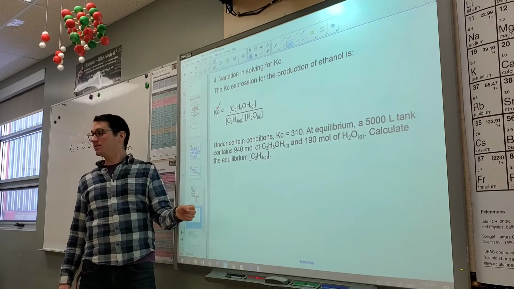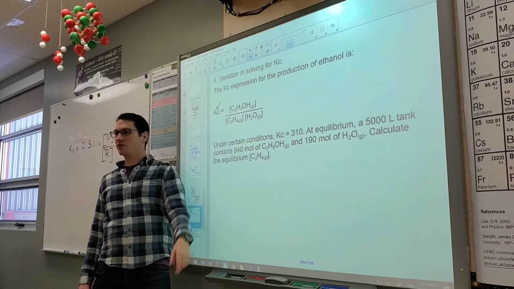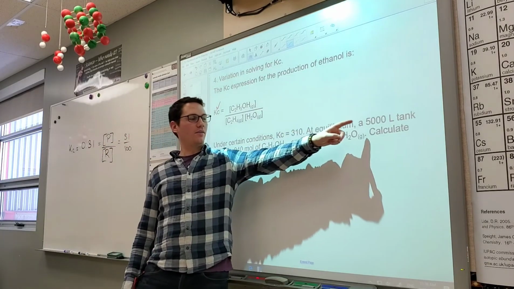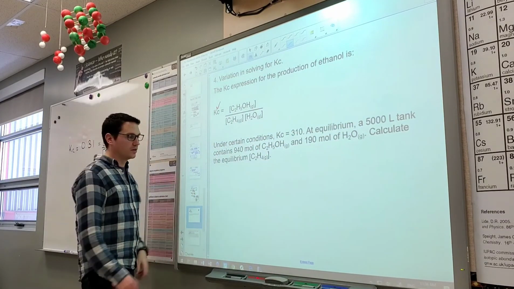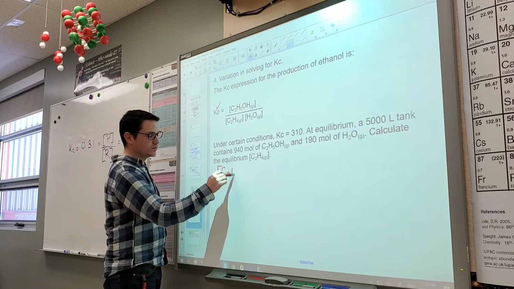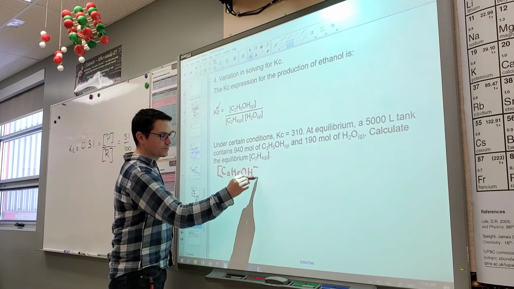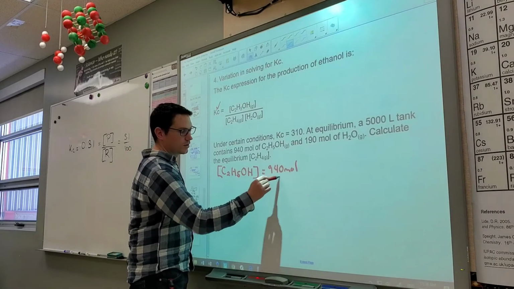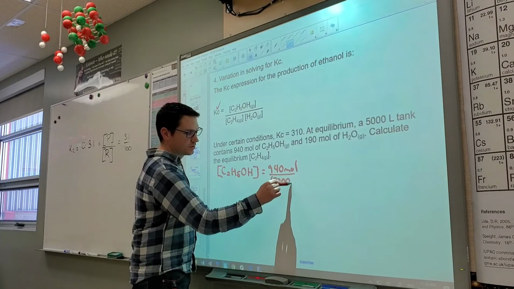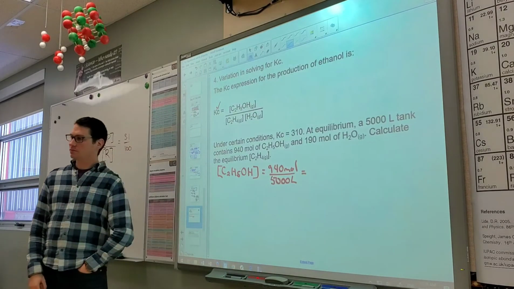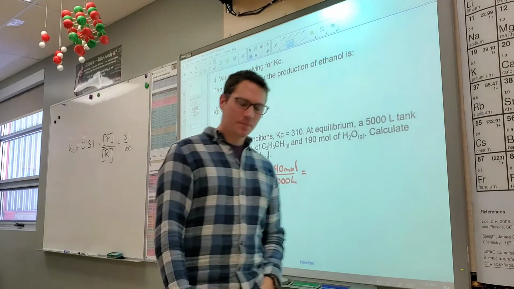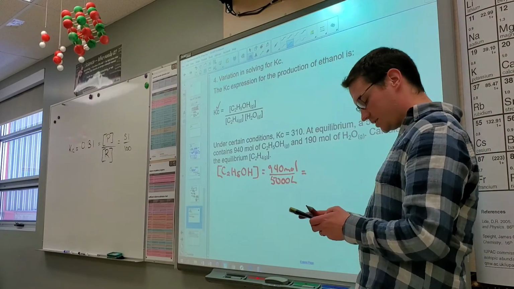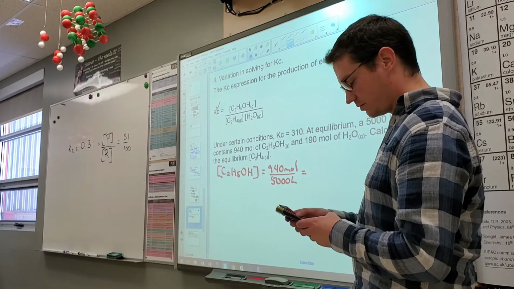Do you know how many moles of ethanol are in here? How many moles of C2H5OH? 940, and it's in a 5,000 liter tank, right? So the concentration of C2H5OH is just 940 moles divided by 5,000 liters. That's us being tricky. That's us being jerks. 940 divided by 5,000.